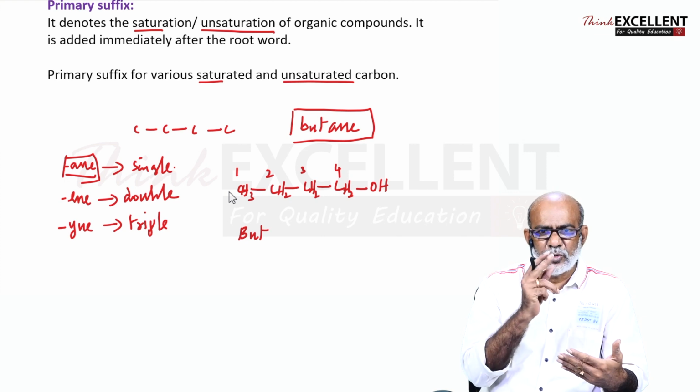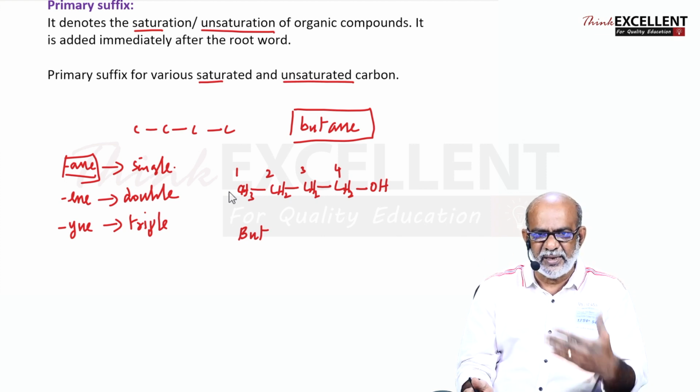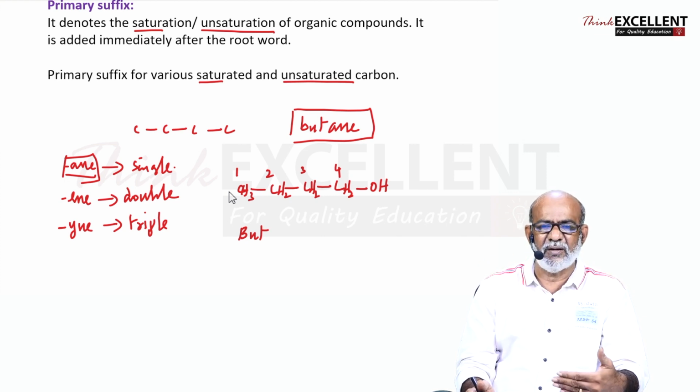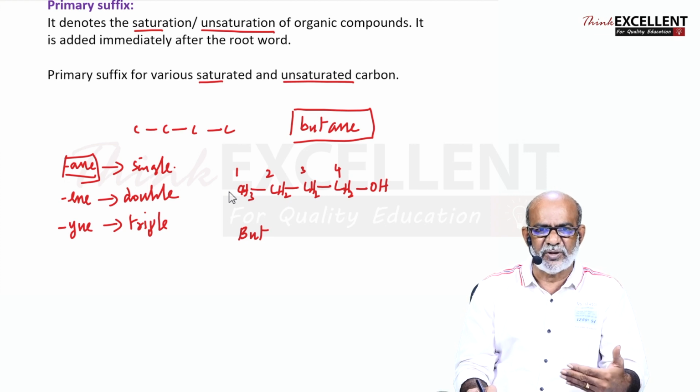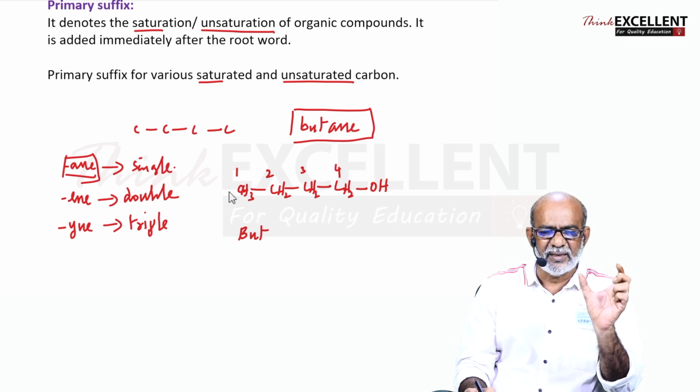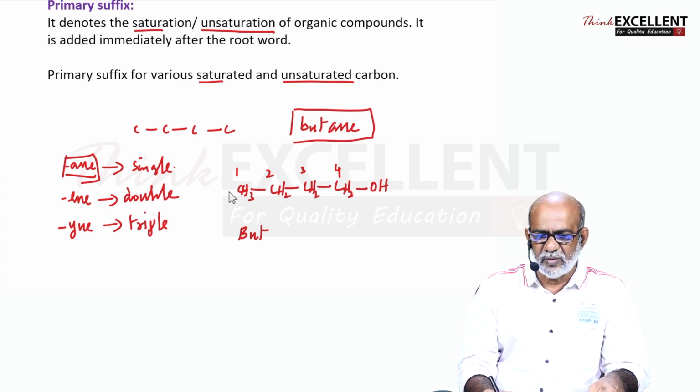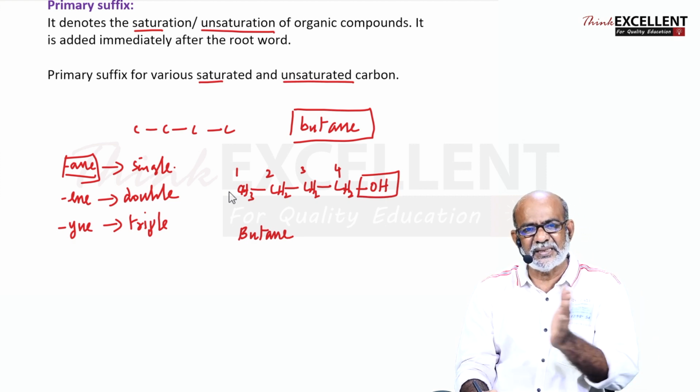There are two suffixes, primary and secondary suffix. Primary suffix is nothing but either saturation or unsaturation. First you should find whether it is saturation or unsaturation. Saturation means all are single bonds, so for that the suffix word is ane. Immediately you write the suffix word after the root word, so butane. Next, this functional group is also a suffix, but it is a secondary suffix.